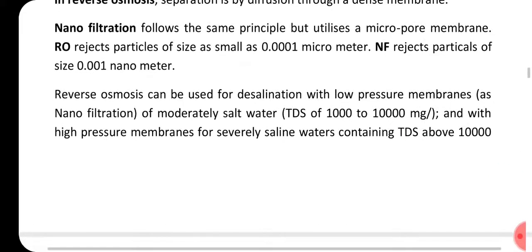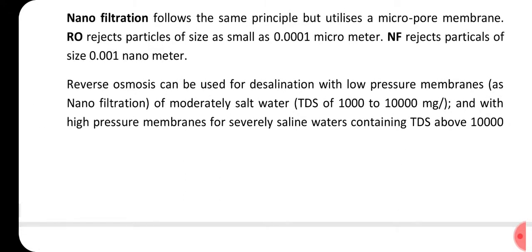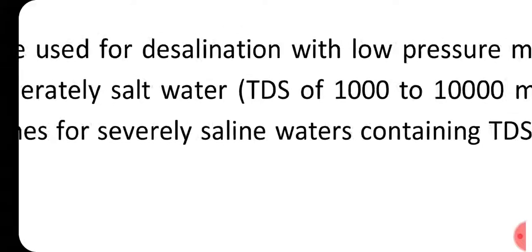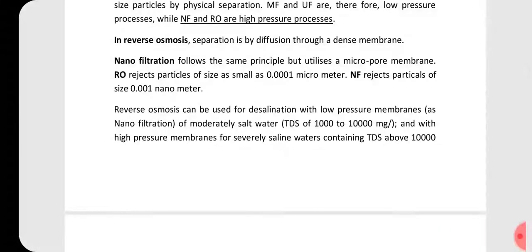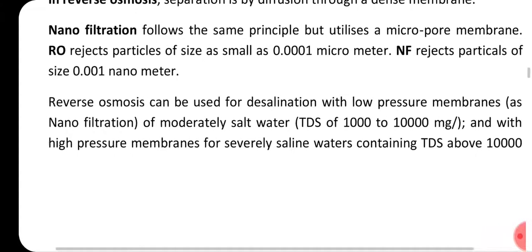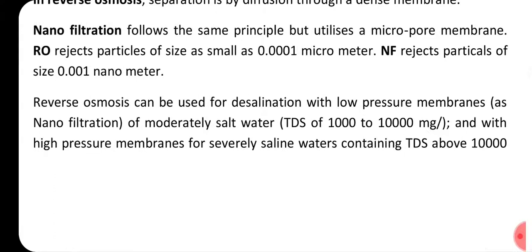Reverse osmosis can be used for desalination with low pressure membranes, okay, of moderately salty water. So what should be the TDS of the salt water? Even salt water has TDS, that is total dissolved solids. TDS stands for total dissolved solids. So 1000 to 10,000 milligram per liter of salt is there in water. In such a case also reverse osmosis is useful.